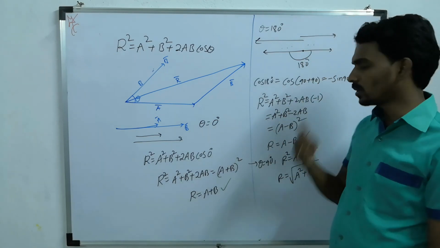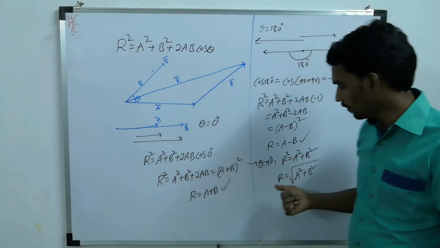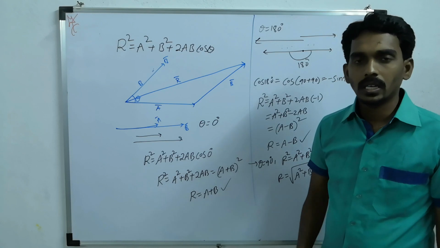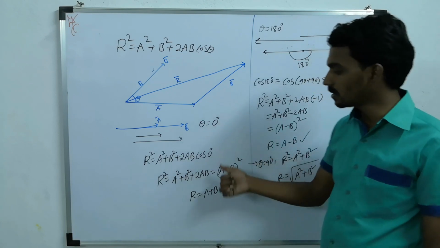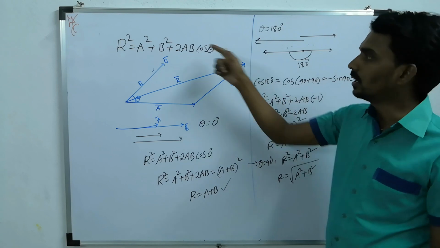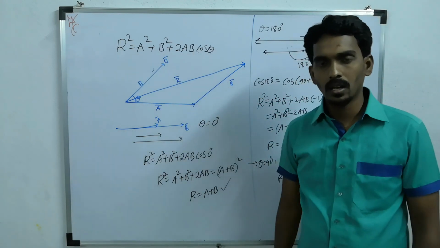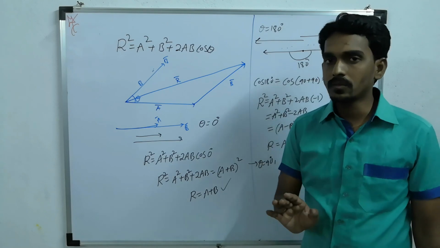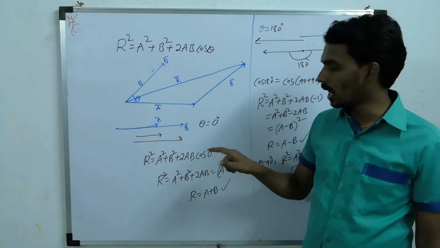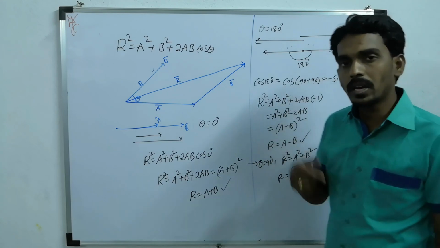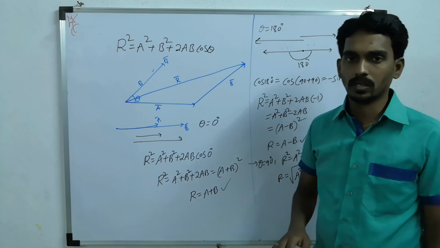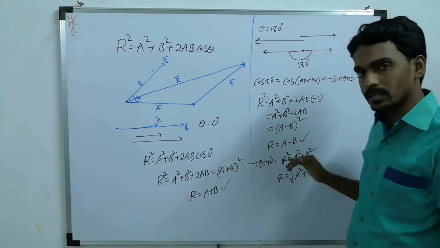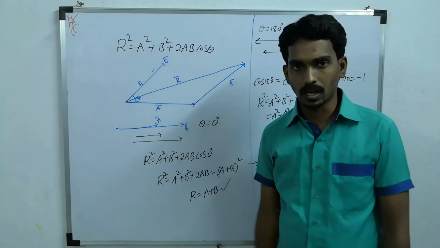If two vectors are opposite, then subtract them. If two are perpendicular, then it is under root a square plus b square. If the angle is not 0, 90, or 180, then substitute in this formula. But 99.9% of questions will not be asked based on any theta other than these three. They will always ask based on these three only. But still, I am telling you, if theta is not one of these three, then go for this formula.